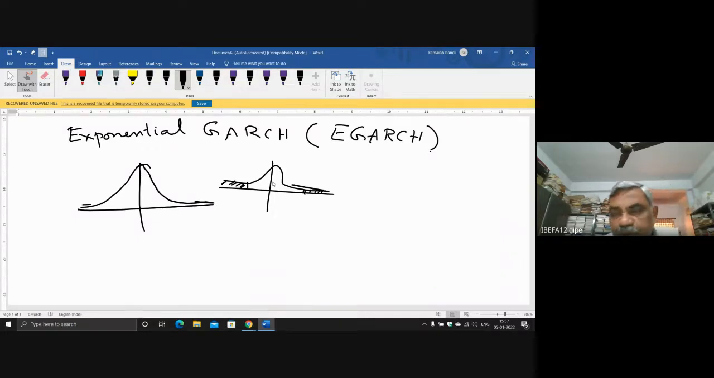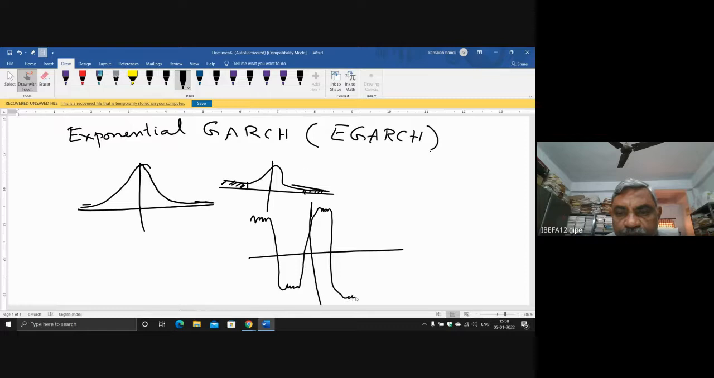What do we mean by volatility clustering? It is like this. I'm giving a very simple version of this. Suppose now, like this. So these are clusters.